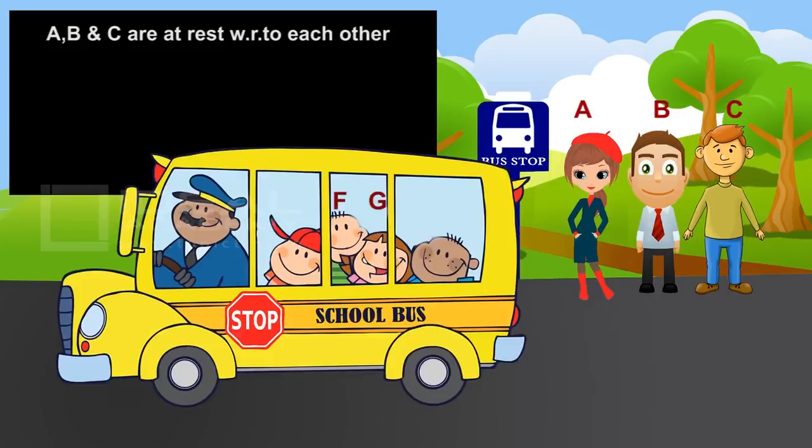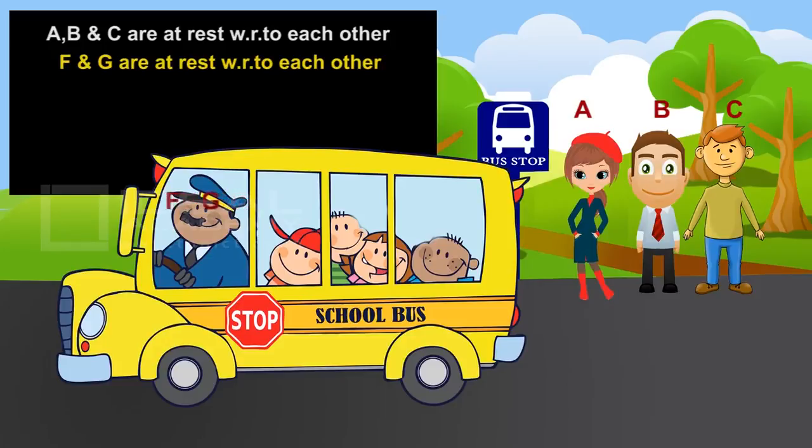Let us suppose 2 people inside the bus, say F and G. Now, F and G are 2 passengers in the bus. Here, with respect to F, G is at rest. Similarly, with respect to G, F is also at rest. That means they are at rest with respect to each other. So, people who are sitting inside the bus are at rest with respect to each other because only the bus is in motion. The passengers in the bus are in motion only with respect to the people standing outside. But with respect to the people inside the bus, they are at rest.